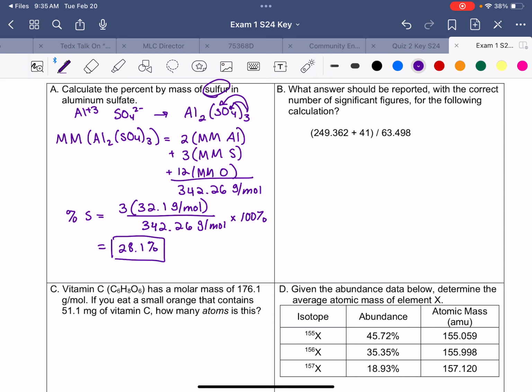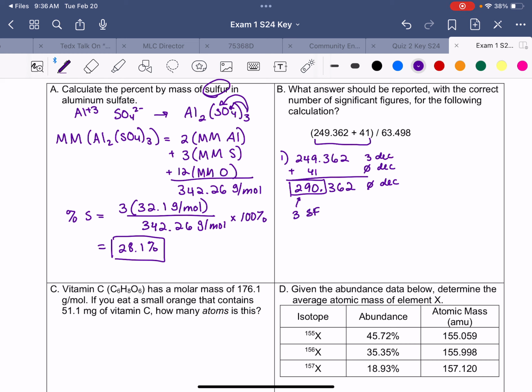In the next one, this was a sig fig question, very similar to what we did at the start of the semester. Our first step is addition, 249.362 plus 41. In the first number, we have 3 decimal places. In the second number, we have 0 decimal places. So we get 290.362, but we can only report 0 decimals. So this number has 3 sig figs because the decimal comes after the 0.